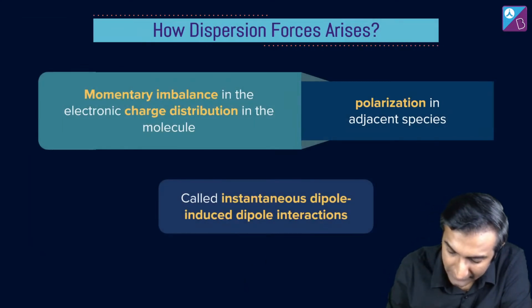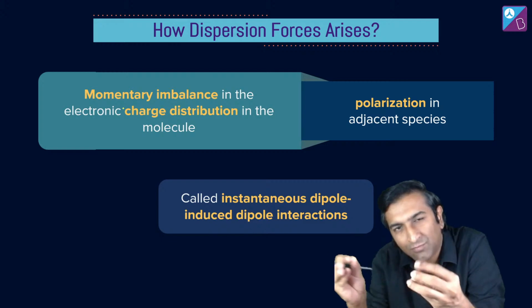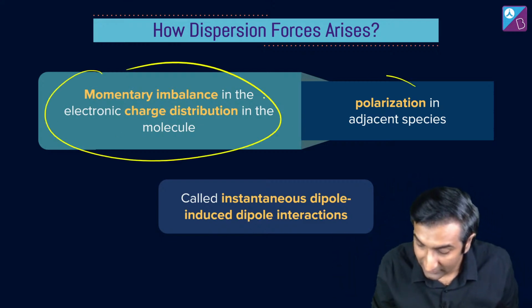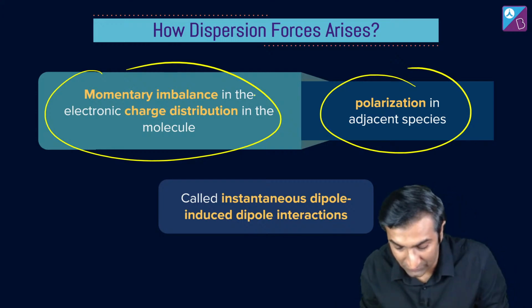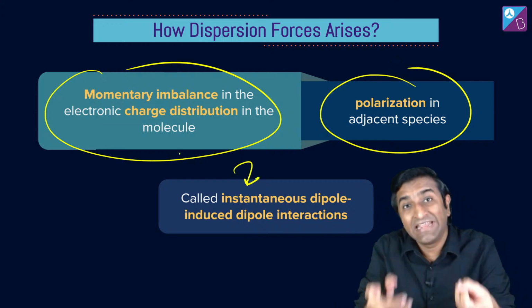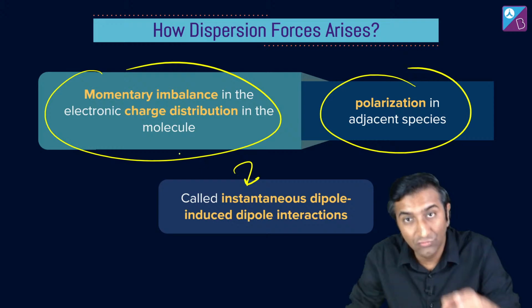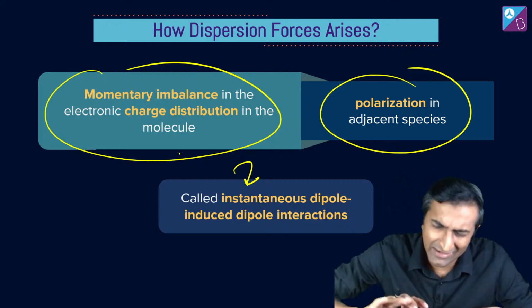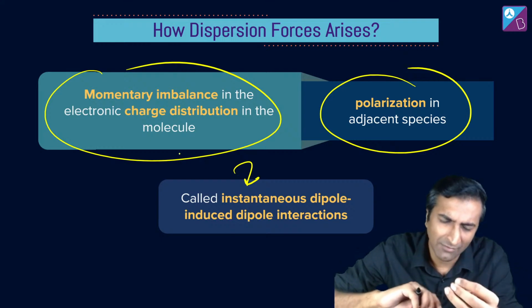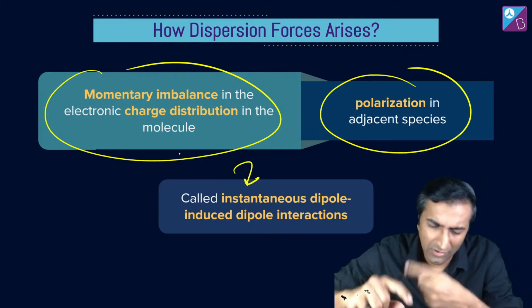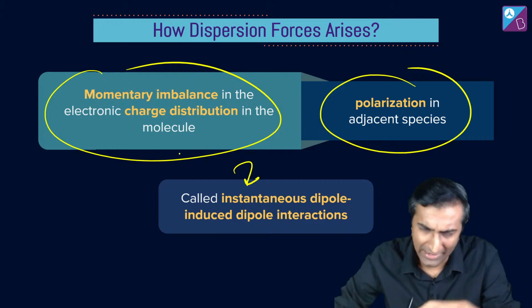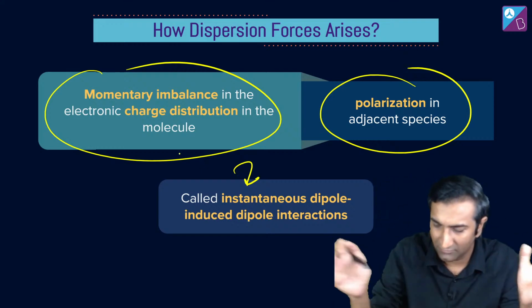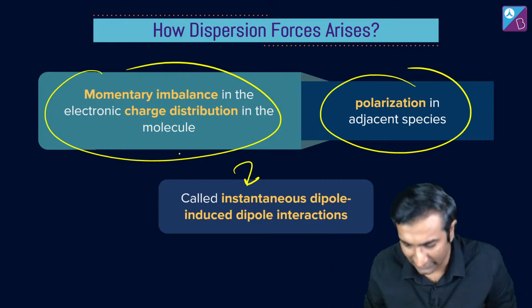कैसे होता है? There is a small imbalance for a very small time. थोड़ा सा imbalance होता है चार्ज में, इलेक्ट्रॉनिक चार्ज डिस्ट्रीब्यूशन में. That leads to polarization उसके बगल वाली स्पीशीज में. So this is called instantaneous dipole induced dipole interactions. Instantaneous मतलब बहुत शॉर्ट टाइम के लिए, बहुत जल्दी होता है. डाइपोल था नहीं, but suddenly कोई नेगेटिव चार्ज इसका यहां वहां चला जाता है, इसकी वजह से it distorts the thing a little bit.